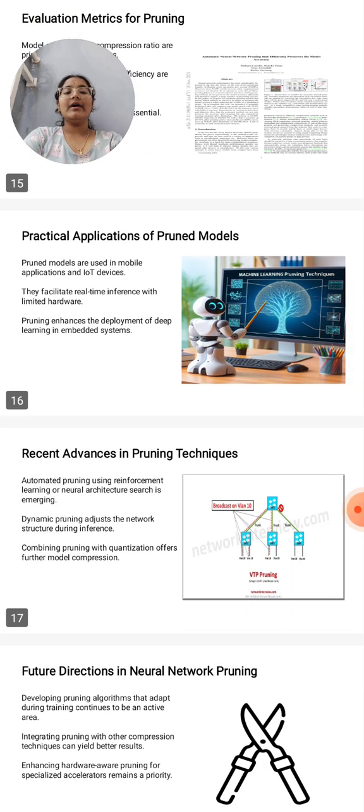The next slide is about practical applications of pruned models. Pruned models are used in mobile applications and IoT devices. They facilitate real-time inference with limited hardware. Pruning enhances the deployment of deep learning in embedded systems.